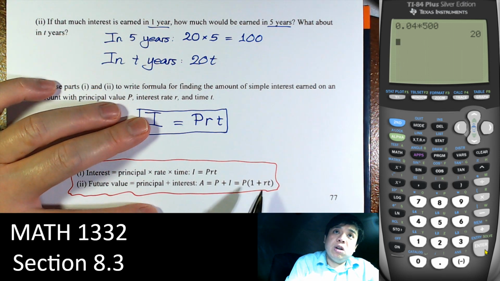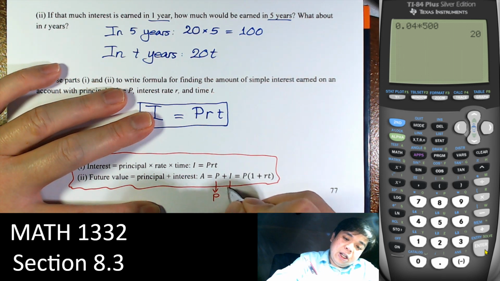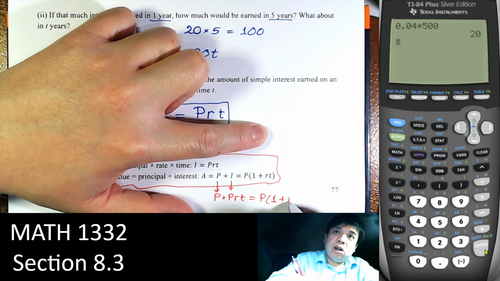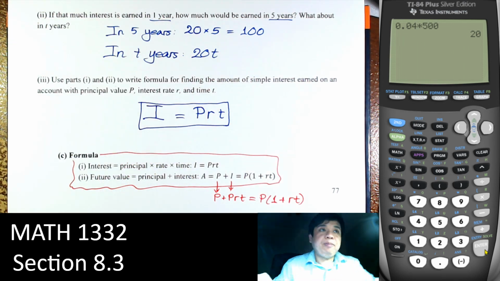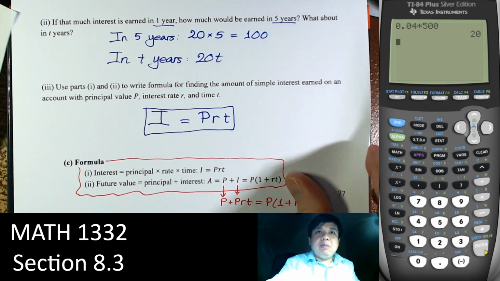Of course, this formula is very simple. We have P, and the interest is P times R times T. Factor out P, and we have 1 plus RT times P. Right, so that's what we have. Now let's look at some application problems.